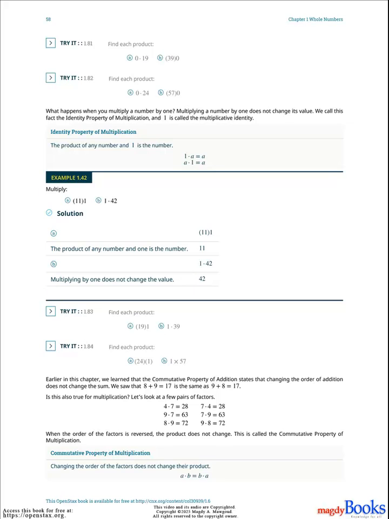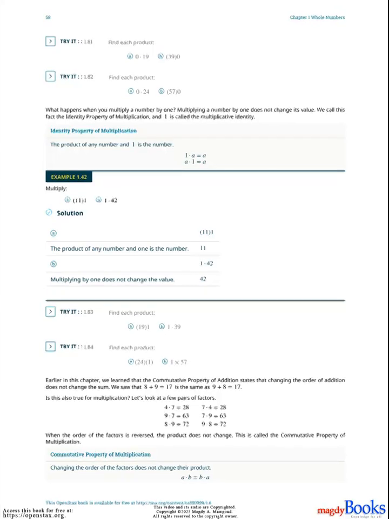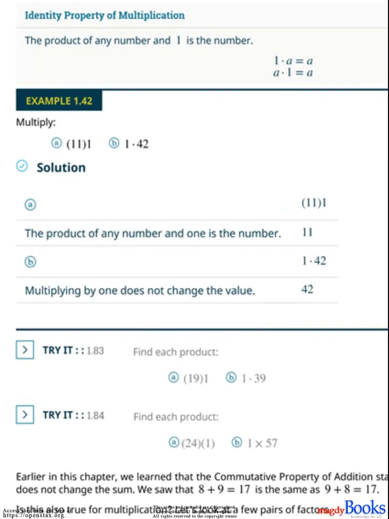What happens when you multiply a number by 1? Multiplying a number by 1 does not change its value. We call this fact the identity property of multiplication, and 1 is called the multiplicative identity. Identity property of multiplication: the product of any number and 1 is the number. 1 dot A equals A. A dot 1 equals A.